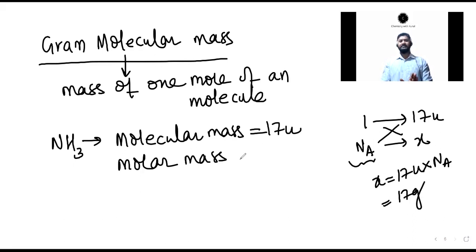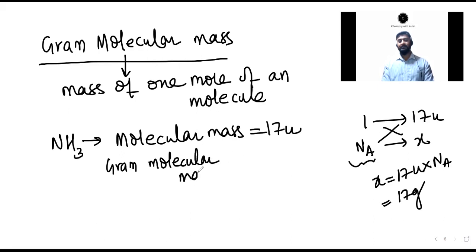As simple as that. So what is this gram molecular mass? Gram molecular mass will be 17 grams. Finished. Molecular mass 17 U. Gram molecular mass 17 grams. Finished. This is how we can do it.